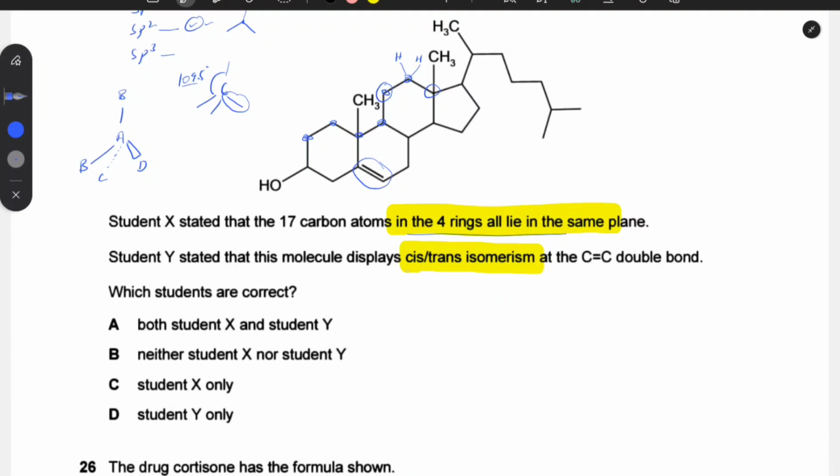Now the statement of student Y, that this molecule can have cis trans isomerism. We know that the criteria for any molecule to have cis trans isomerism is that it should have a carbon double bond carbon, and also it should have two carbon atoms which are directly attached to different groups, like AB and AB. If there are two A atoms attached to a carbon, then this double bond containing molecule cannot have geometrical isomerism. So it must have two different groups attached.